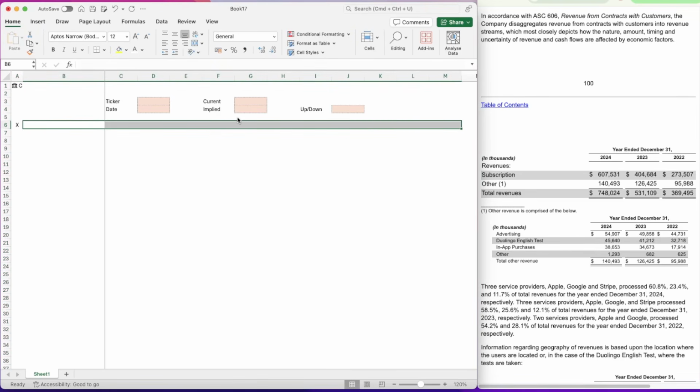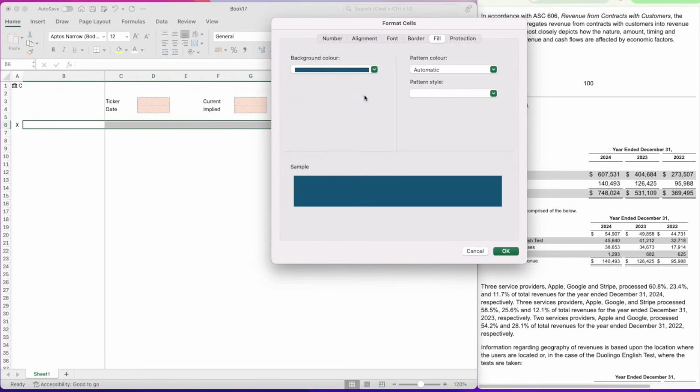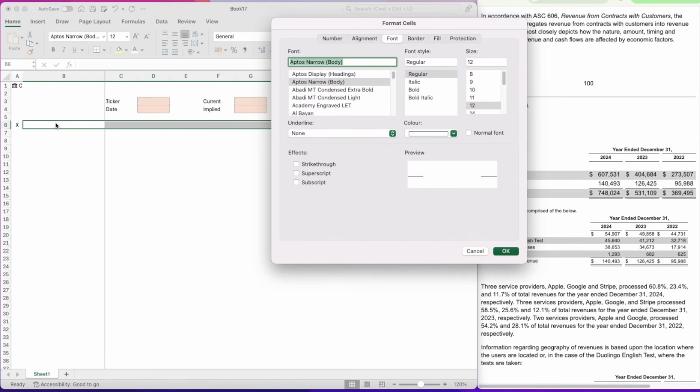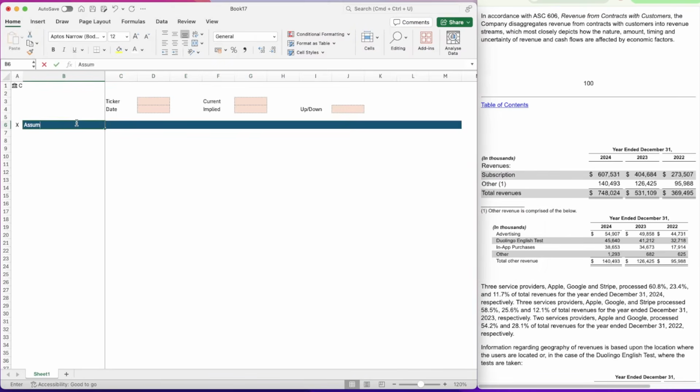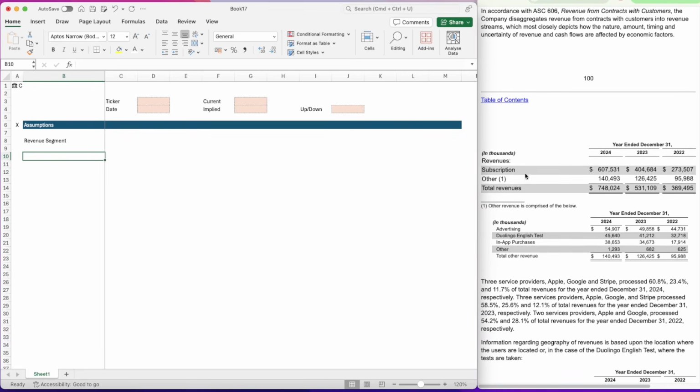The first section that we're going to build are the assumptions. And these will be our revenue segment. And we're going to split the revenues into what we see here. We have subscription. We're not going to use this other one. We're going to use advertising, Duolingo English test, and that will be our revenue breakdown.